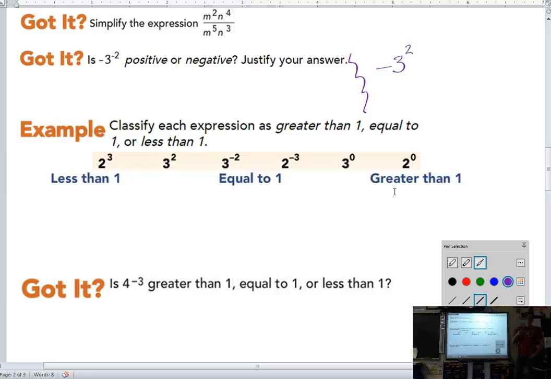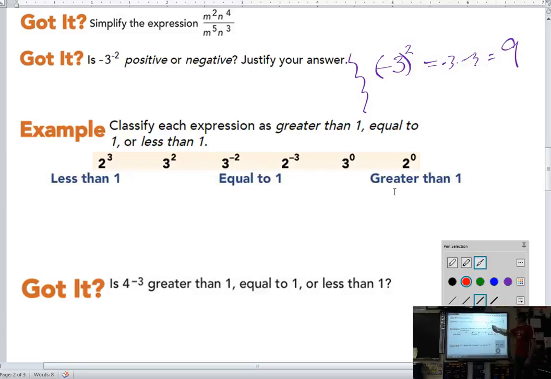Especially if you take this in your calculator, you have to be very specific. I want to do that negative number squared. What would negative 3 squared actually be telling me? Manasa, what is that telling me? Negative 3 squared. Negative 3 times negative 3, which would be a positive 9, because a negative times a negative is positive. Perfect.